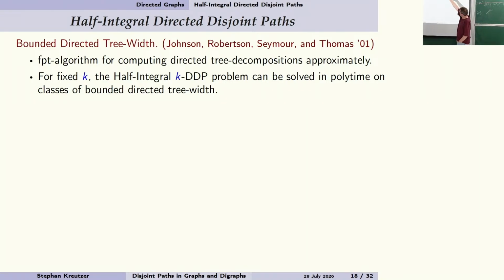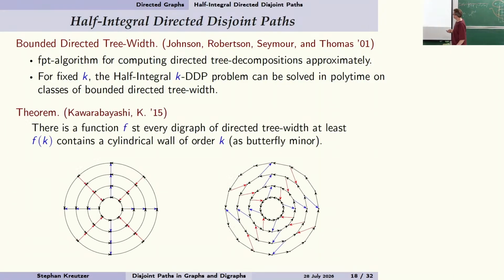So what we know about this half-integral disjoint path problem is it can be solved easily on graphs of bounded directed tree width, by an XP algorithm. We can also compute directed tree decompositions in FPT time, more or less the same algorithms as for the undirected trees. So more interesting is what happens when the directed tree width is high. And Johnson and others conjectured the directed version of the excluded grid theorem already in this paper, but it took a little longer to prove it.